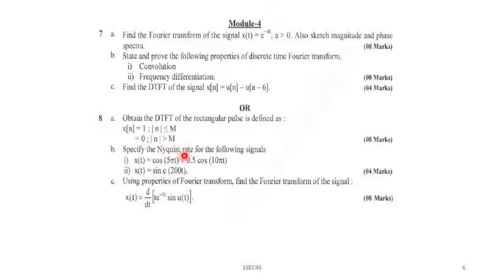8b: specify the Nyquist rate for the following signals. x of t is equal to cos pi t plus 0.5 cos 10 pi t. The second one is x of t is equal to sinc of 200t. That's for 4 marks. And using the properties of Fourier transform, find the Fourier transform of the signal x of t is equal to d by dt of t times e to the power minus 2t times u of t. So you have to use the property of Fourier transform and find x of j omega.